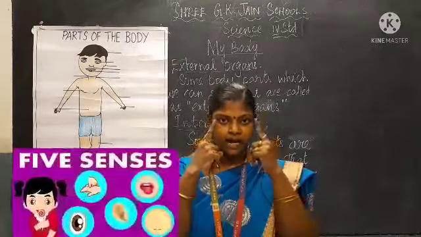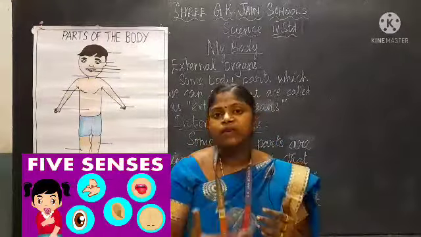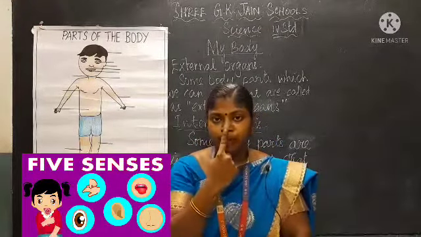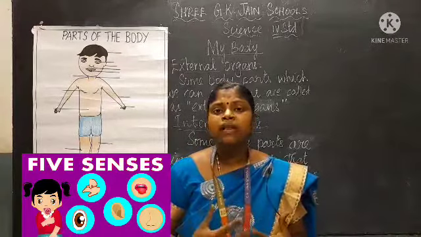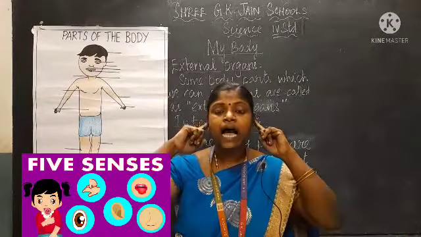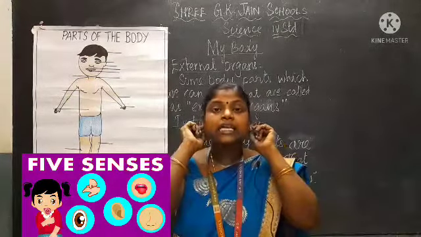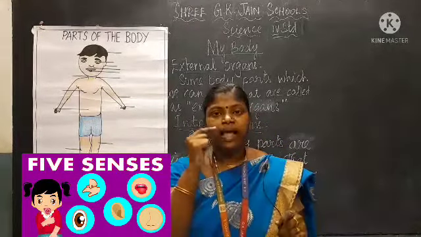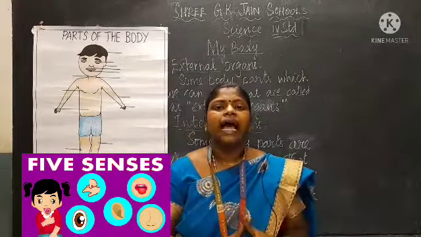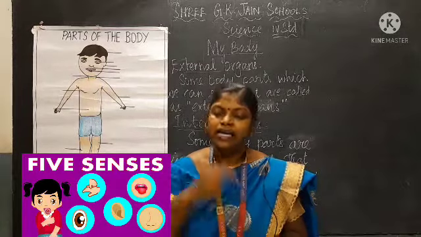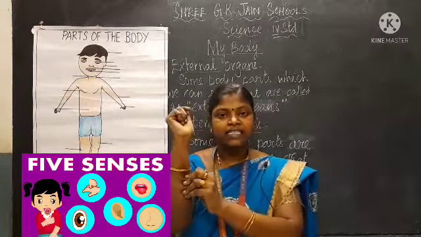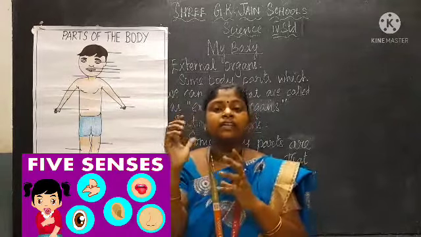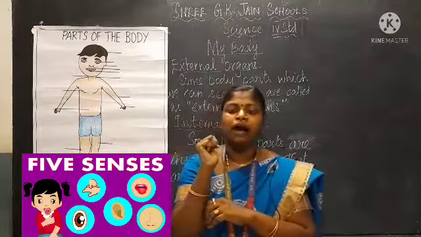So these are our eyes. I can see with my eyes. This is my nose. I can smell with my nose. These are my ears. I can hear the sound with my ears. This is my tongue and I can taste the food with my tongue. This is my skin. I can feel the sense of touch with my skin.